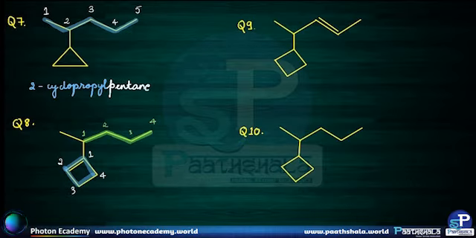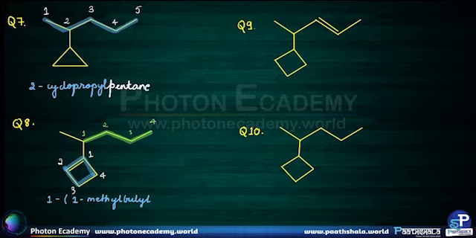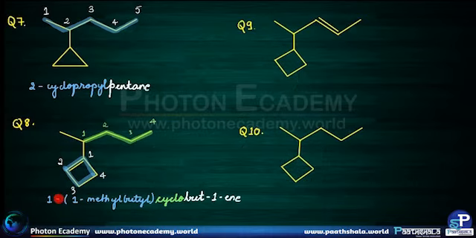So, the name of the prefix will be 1-methylbutyl. Because over here our cyclic ring is the main chain, we will put cyclo before the word root. Cyclobutene. This is the correct IUPAC name for this compound.